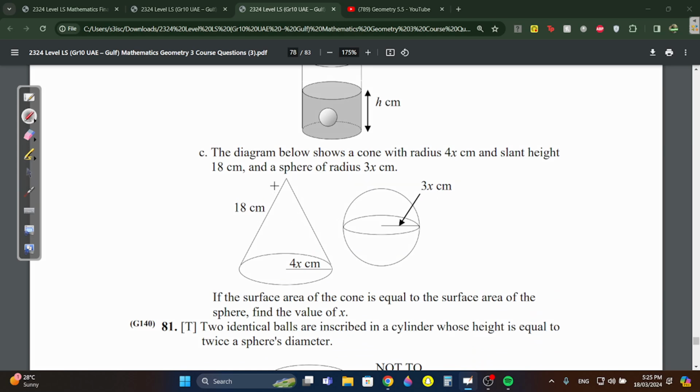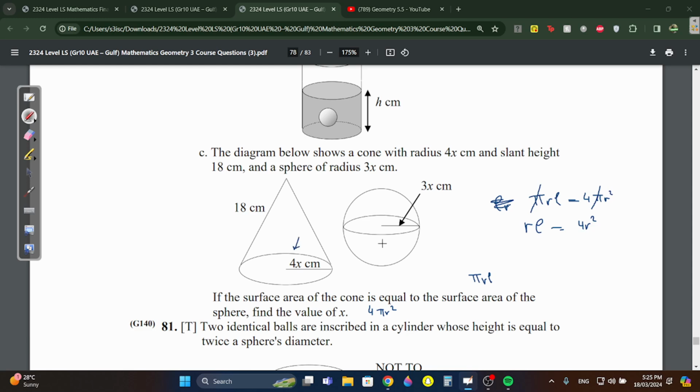Slant height is this thing. And a sphere of radius 3x centimeters. If the surface area of the cone is equal to the surface area of the sphere, find the value of x. The surface area of a cone is pi RL. The surface area of a sphere is 4 pi r squared. So pi RL is equal to 4 pi r squared. Let's substitute. Actually, I like to cancel pi with pi. RL equals 4r squared.